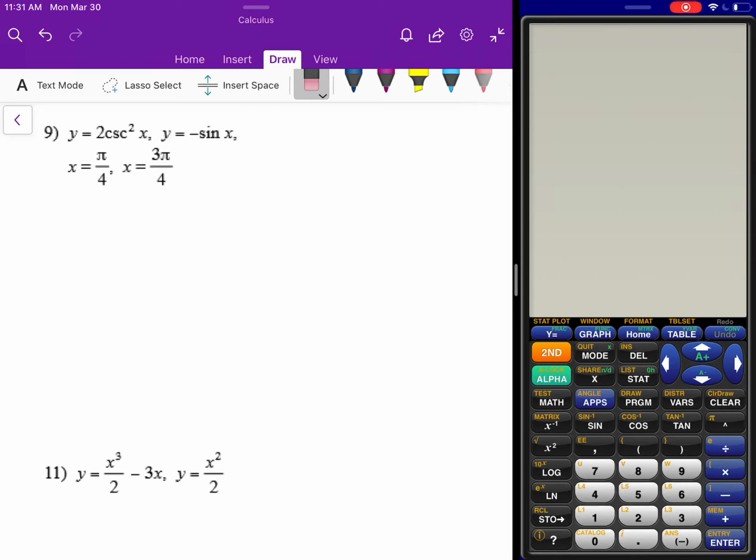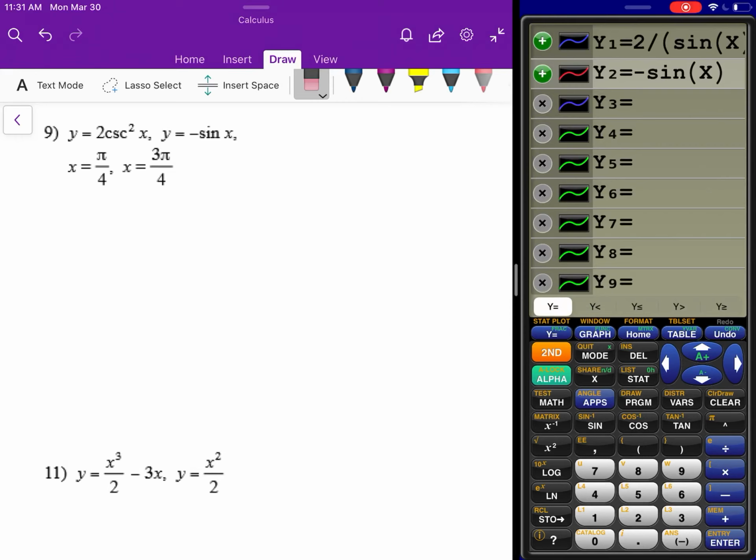All right, for number 9, we have some trigonometry that we need to work with here. And we're going to first look at which function is higher. You might be familiar with these functions. You should be. We looked at these before, but if not, you could graph them on your calculator.